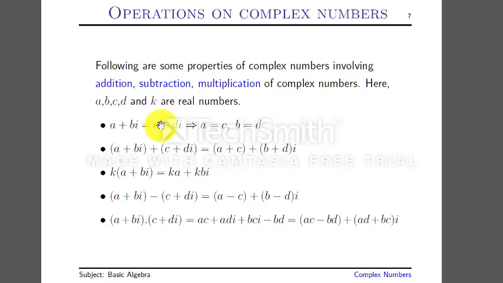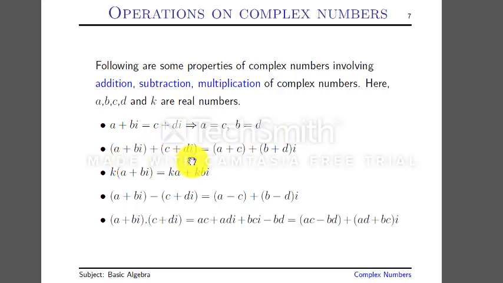When two complex numbers are the same, it means the real part is the same as the real part and the imaginary part is the same as the imaginary part. Here A plus B iota and C plus D iota are two complex numbers. A, B, C, D are real numbers. So if two complex numbers are the same, it means their real parts are the same and their imaginary parts are the same, or vice versa. If the real parts and imaginary parts of the complex numbers are the same, then both complex numbers are the same. It's a vice versa property.